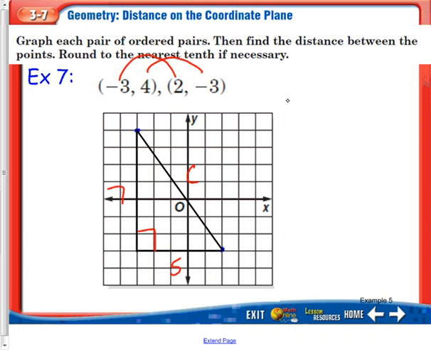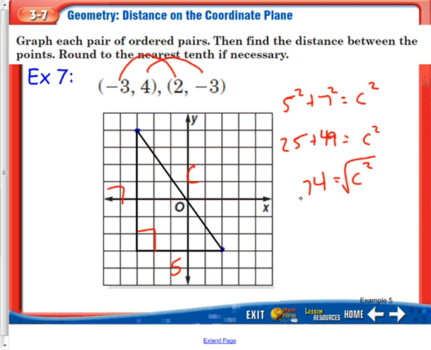So now we're going to use Pythagorean's theorem. So 5 squared plus 7 squared equals c squared. And so 25 plus 49 equals c squared. And then we'll combine those two to get 74 equals c squared.